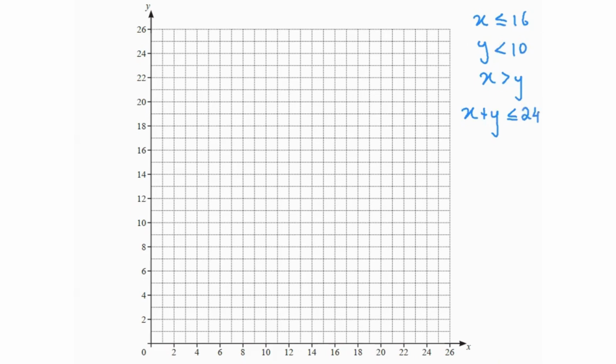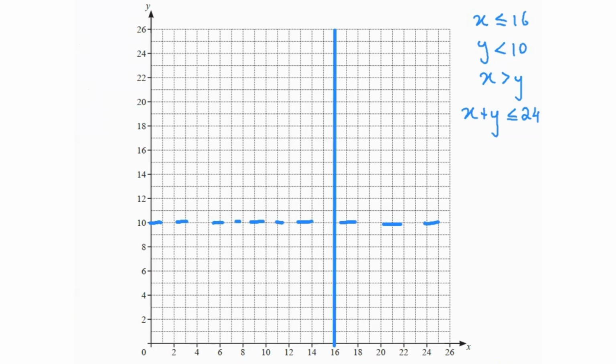So let's begin with drawing a line at x equals 16 first. Then y is less than 10. So for this, we need to draw a dotted line. So it's going to be like this. The reason why it's a dotted line is because it's less than. And the reason why x less than or equal to 16 is a solid line is because it has the equal to sign over there.